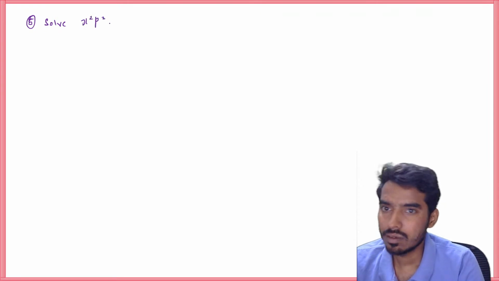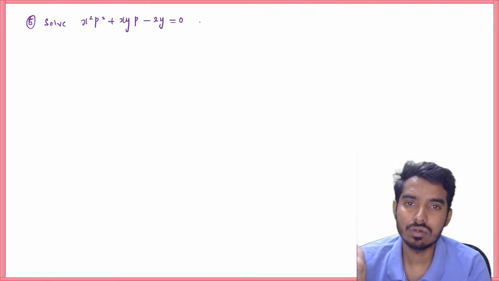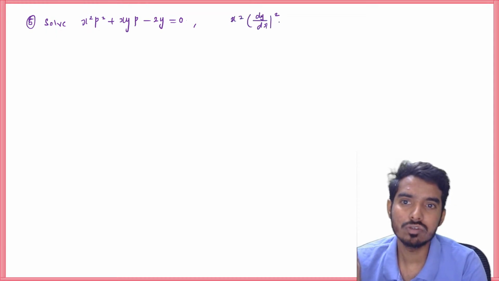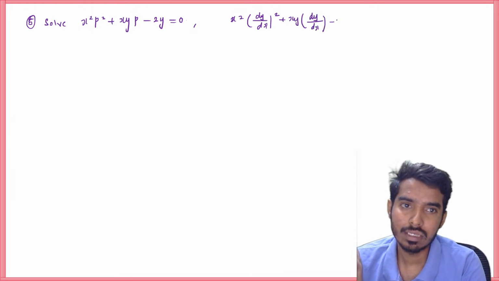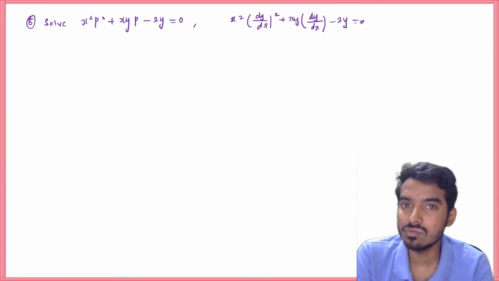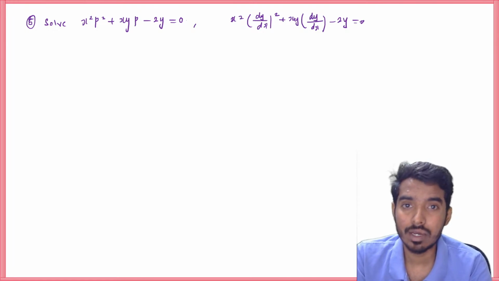Next, x square p square plus xyp minus 2y square is equal to 0. This equation is same as x square dy by dx whole square plus xy dy by dx minus 2y square is equal to 0, right? So from an exam point of view, this is asked, don't get confused. Just put p to be dy by dx and see whether it is soluble for p.